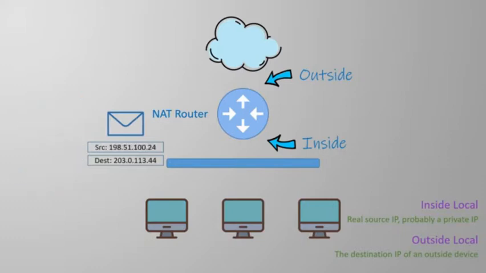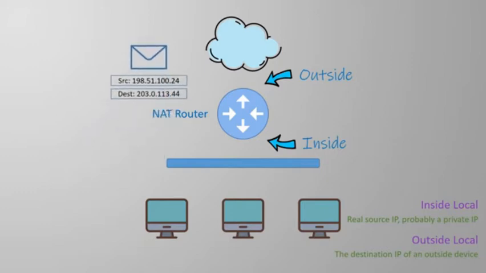After a packet has a NAT rule applied, different terms are used. The source IP address is called the inside global address. This is our host's IP address after it has been translated. For internet access, this is now likely a public IP.